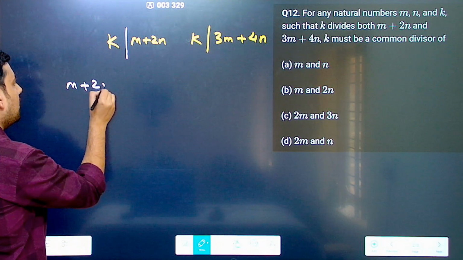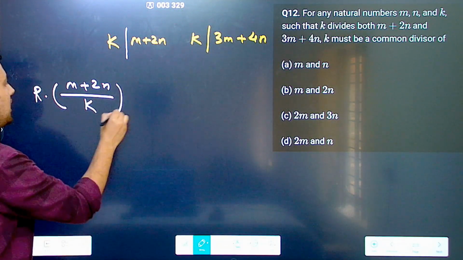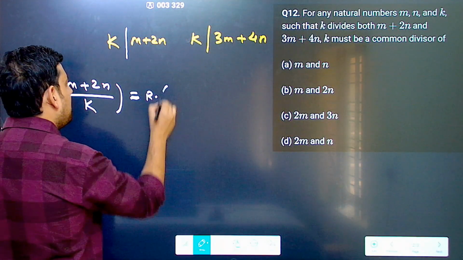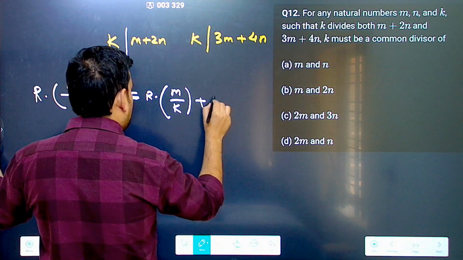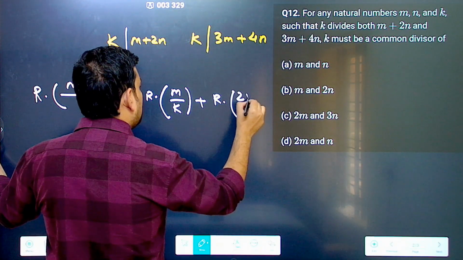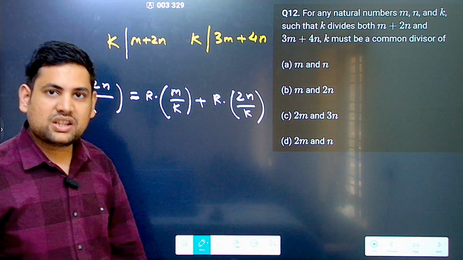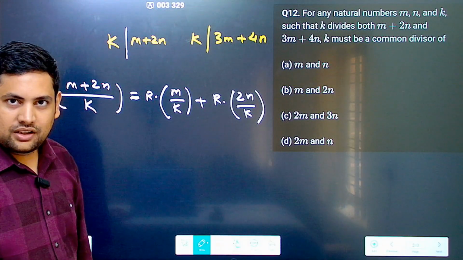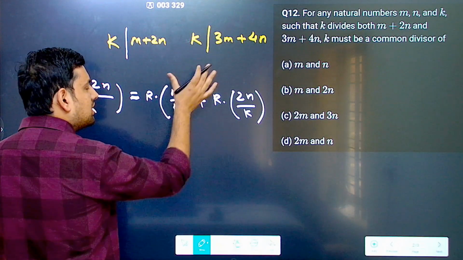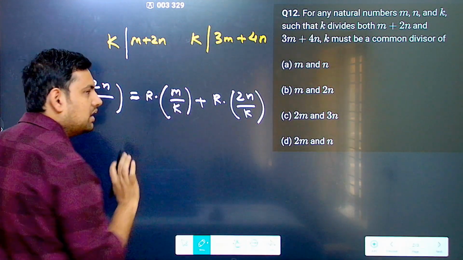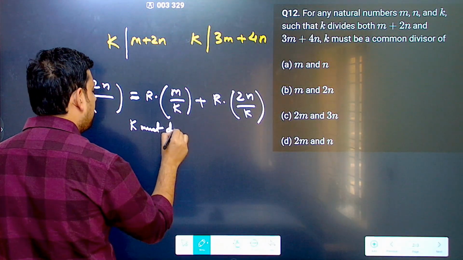Now see, if M plus 2N is divisible by K, now if you know anything about the remainder theorem, what I can write is whatever is the remainder when M is divided by K plus whatever is the remainder when 2N is divided by K. Now both of these must come out to be 0, correct? It should divide both of them. So from here what I got, because it is dividing completely, this remainder should be 0. That means K must divide M.